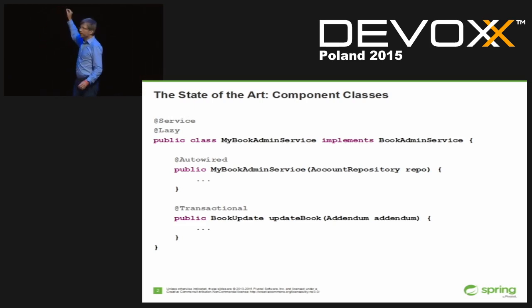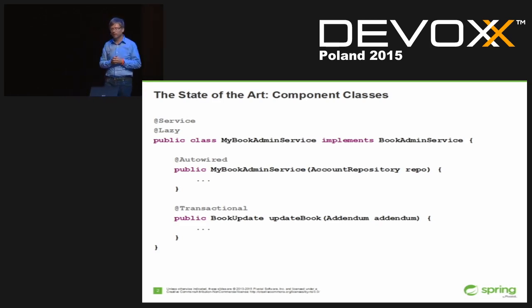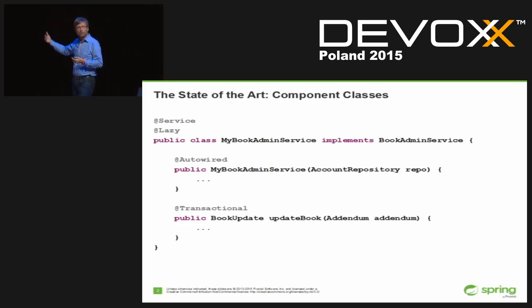The add-auto-wired annotation on the constructor here is just basically a hint to the container saying, dear container, if there's no more specific metadata, please use this constructor here to construct an instance of my book admin service class. The container will then resolve all the parameters. It will find out that you declared an account repository. It will find a matching account repository bean instance or bean definition in the container and inject it for you.